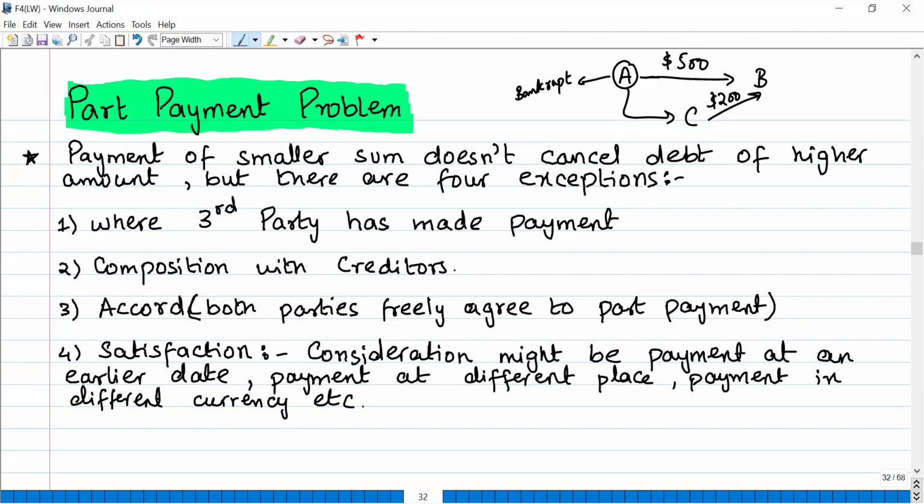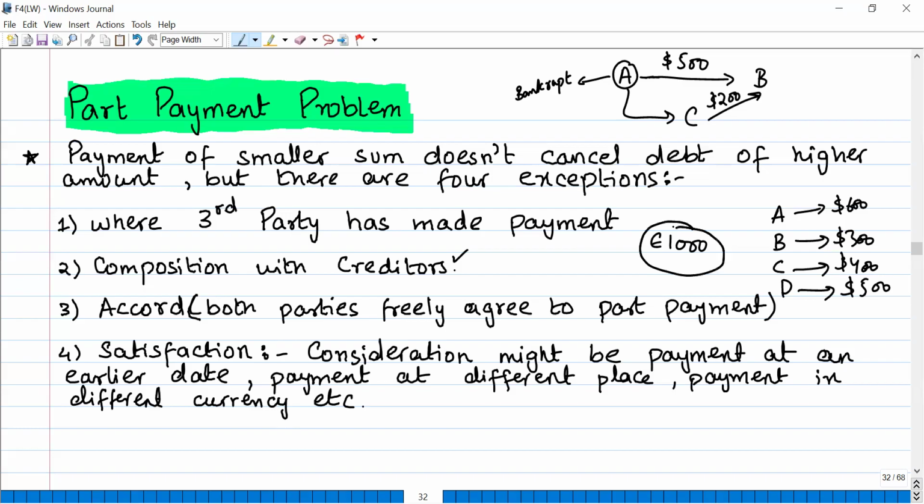Okay. Composition with creditors. This is regarding the liquidation of a company. For example, let's say the company is now shut down, and there are four creditors of the company: A, B, C, and D. And the amount that the company has left is only £1,000. Okay. Now, a company may owe, let's say, A £600, B £300, C £400, D £500. Now, the company owes a larger sum. But upon liquidation, they only have this much amount available to distribute to the creditors.